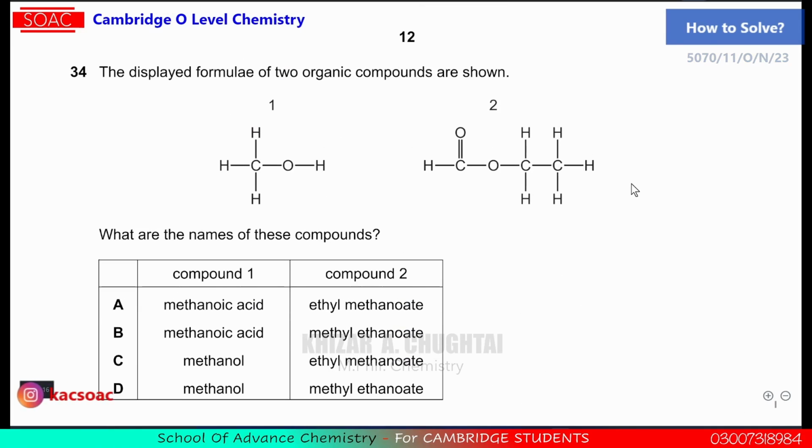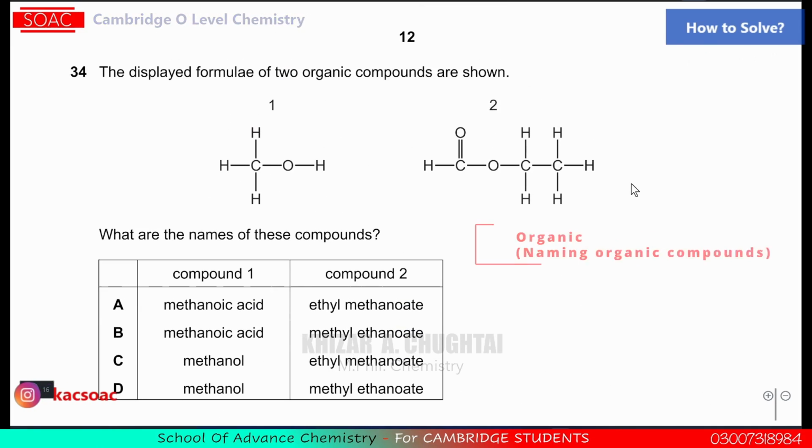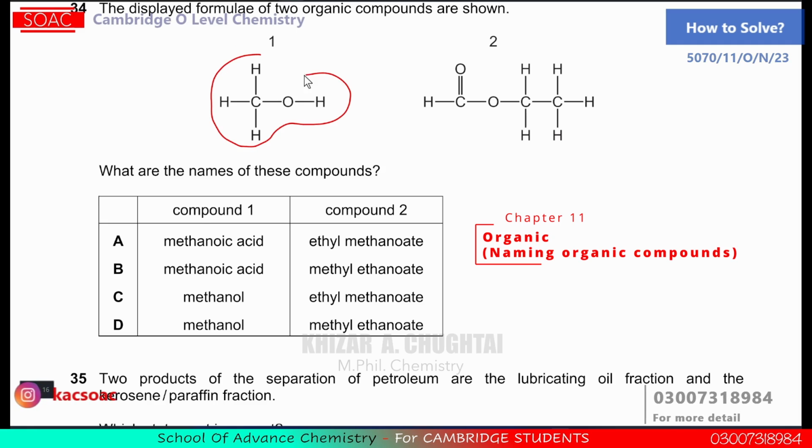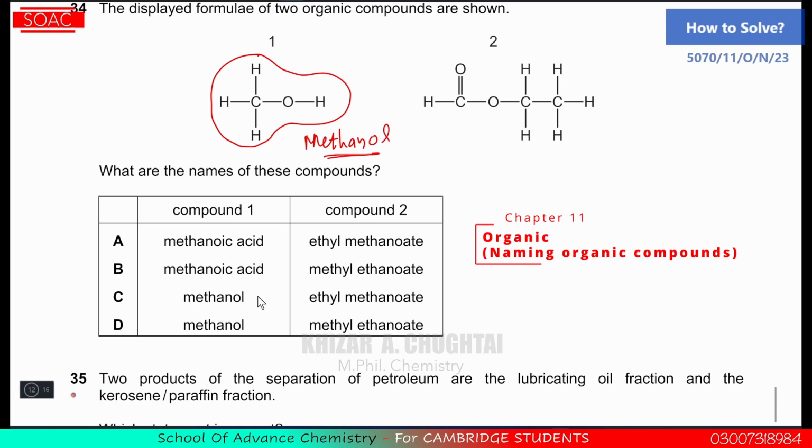Question number 34. The displayed formulae of the 2 organic compounds are shown over here, 1 and 2. What are the names of these compounds? Directly now he is asking about the name. 1 carbon alcohol, that is called methanol. Meth for 1 carbon, -ane, I mean single bond, or alkane, ol for alcohol, methanol. So either C or D may be the correct option.